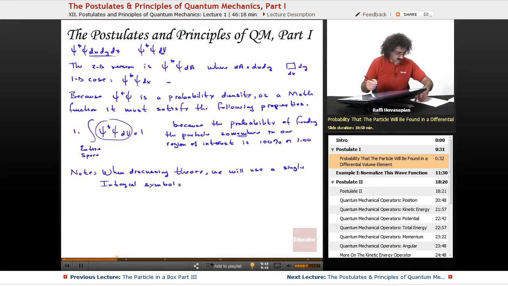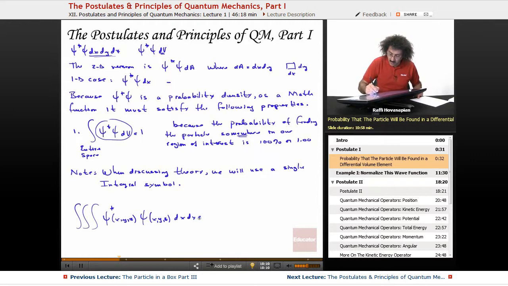Okay, now, in 3 dimensions, this thing will look like this. You're going to have C star, which is a function of x, y, z, times C, which is a function of x, y, z, times dx, dy, dz is equal to 1. So this thing in 3 dimensions actually is this thing. That's all we're saying. Okay.